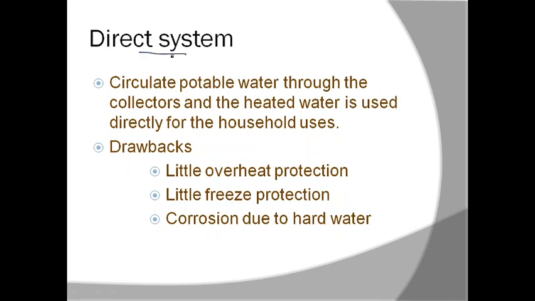In a direct system, as its name indicates, the water that is passed through a solar collector, solar heater, will be directly heated, and this water is taken out for uses and other various applications. So in this system, we circulate the potable water through the collectors, and the heated water is used directly for the household uses. Its drawbacks are it has little overheat protection, little freeze protection, and if the water that is circulating is hard water, it can lead to corrosion or scales will be formed inside the tube.